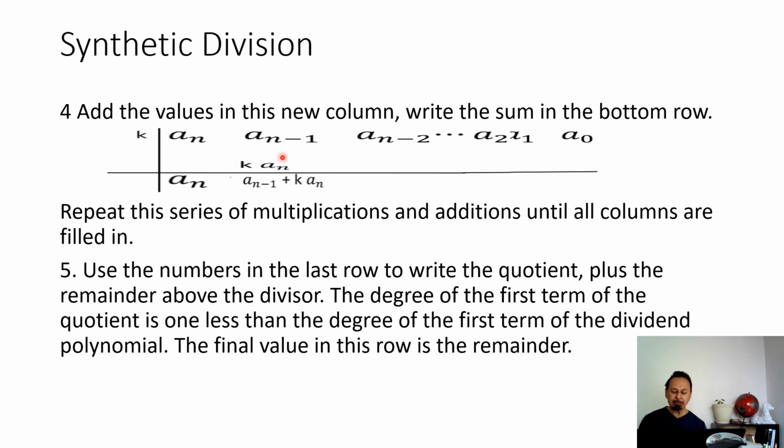Add the values in this new column, the second column. So you get a sub n minus 1 plus k times a sub n. Repeat this series of multiplications and adds until all the columns are filled in. Use the numbers in the last row to write the quotient plus the remainder above the divisor. The degree of the first term of the quotient is 1 less than the degree of the first term of the dividend. The final value in this row is the remainder.